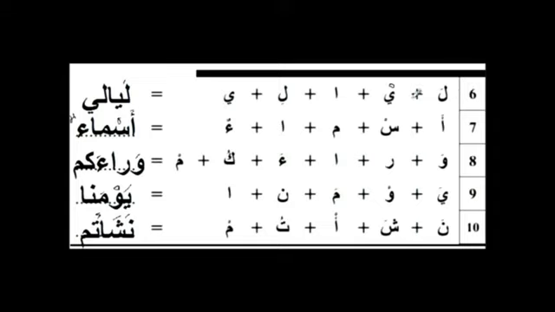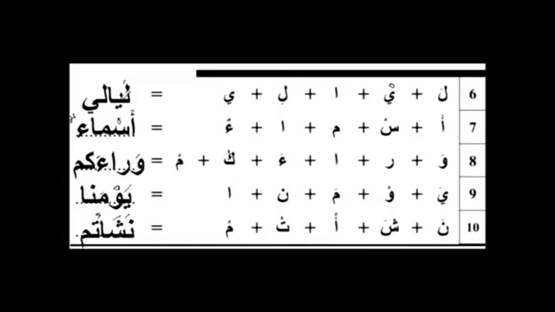The 6th row is Layla, or Layali, written as you can see. So check your answers. The 7th row, Asma'a, or Asma'un, written as you can see. So check your answers.